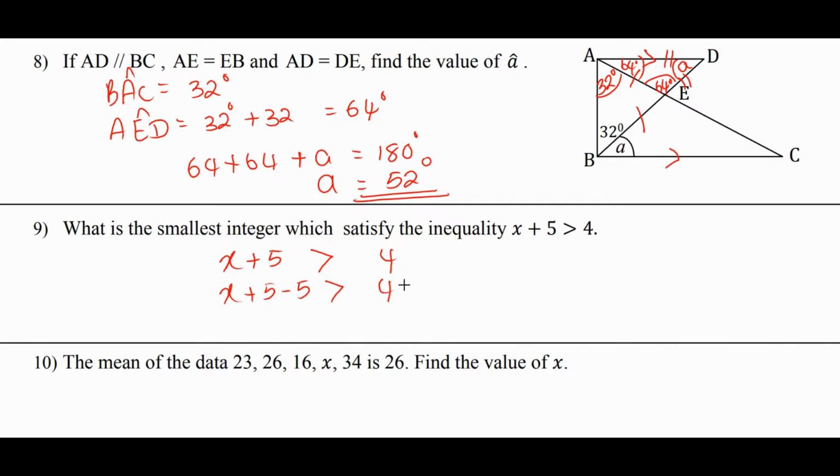and also putting minus 5 here. Then the plus 5 minus 5 will be cancelled and we are left with the answer x is greater than minus 1. X is greater than minus 1 means let's represent this value on a number line.